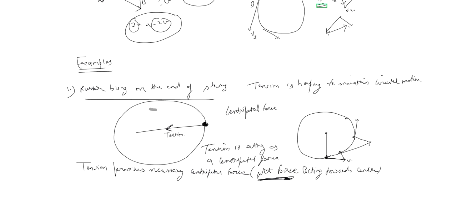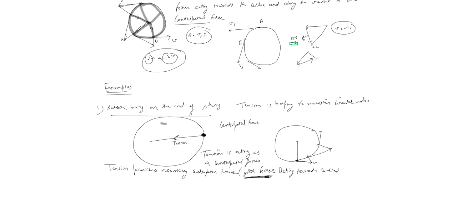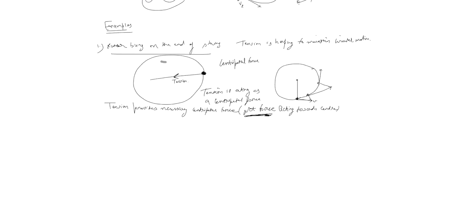Now, my question is, what if the string suddenly breaks? What will happen? At any point, if I ask you about the direction of motion, the direction of motion at any point is tangential, right? So if the string suddenly breaks, what will happen?